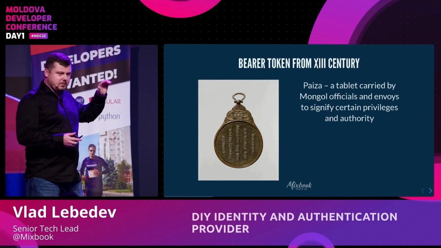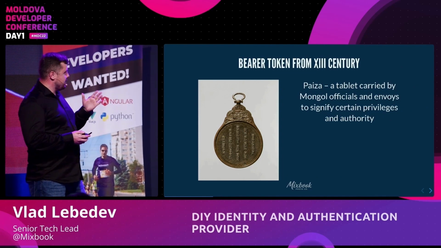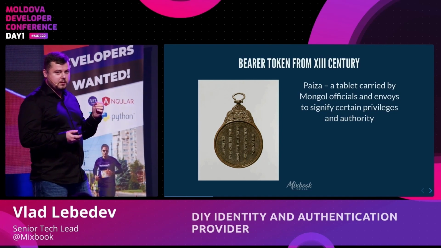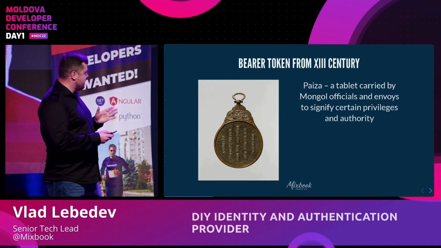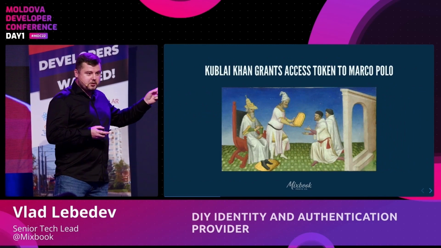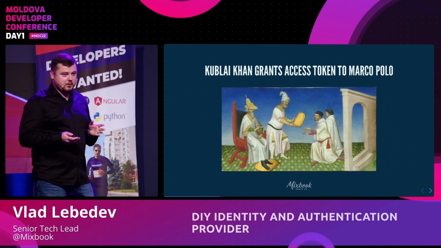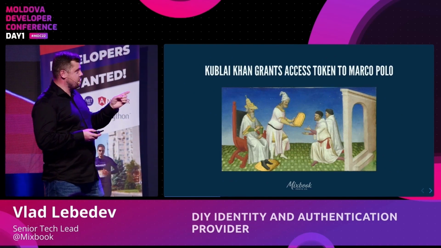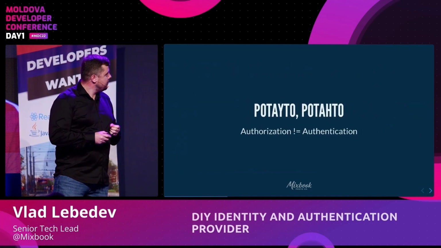This is a thing from the 13th century. This is an actual access token that was used to signify certain privileges, and things like that were used in the Mongol Empire, in China, and Persia, and many other places. So this is the familiar thing. And this is not a cookie. This is actually Kublai Khan granting an access token to Marco Polo. You probably heard of the guy. He was a famous Italian merchant and traveler, and he actually mentions access tokens from his travel to the Mongol Empire.